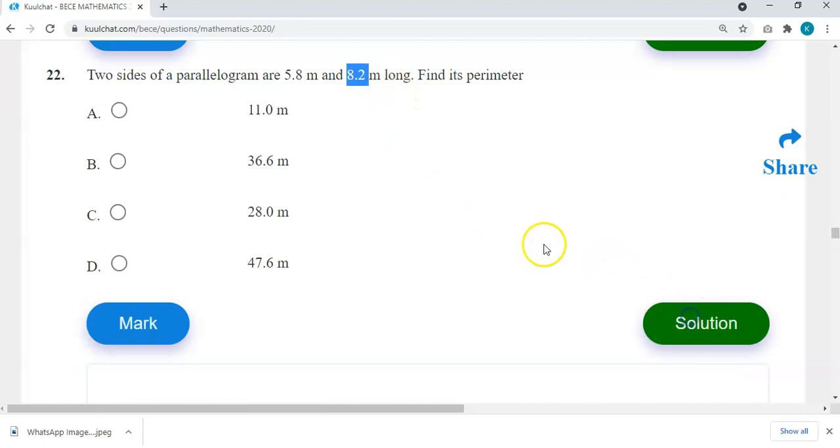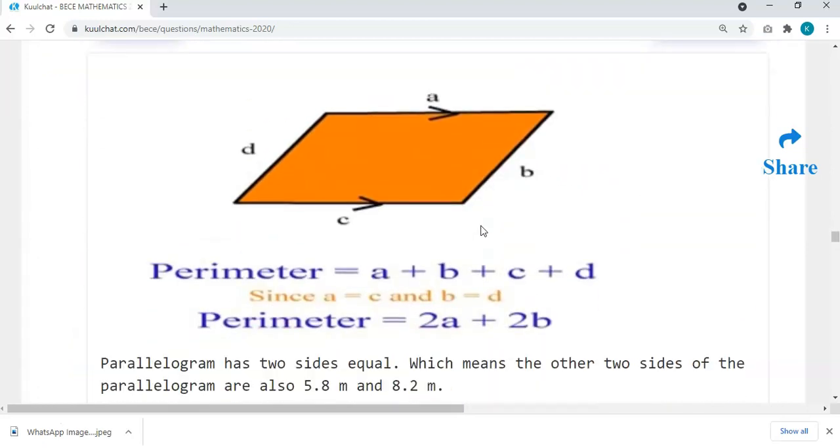Let's see the general formula for a parallelogram perimeter. As you can see, this and this are parallel, and they are of the same size. This and this are of the same size. So we have A and C equal, and B and D equal. So to get the perimeter is just twice of this.